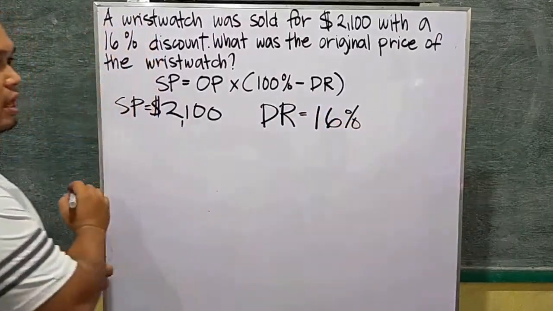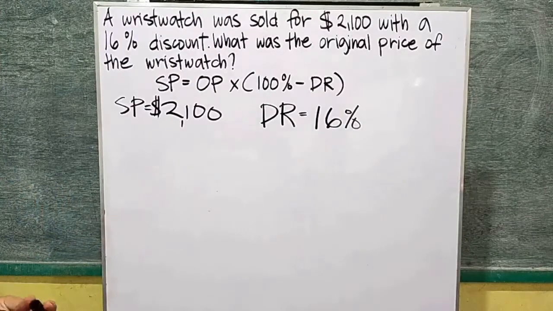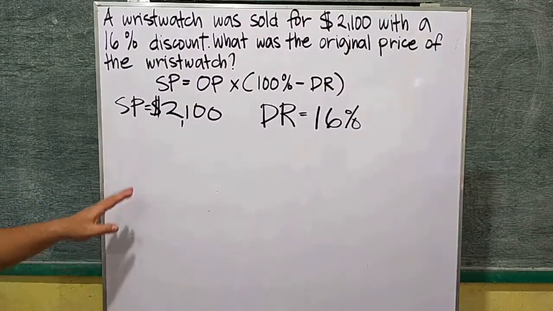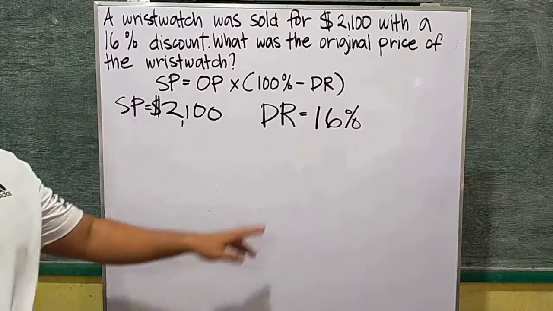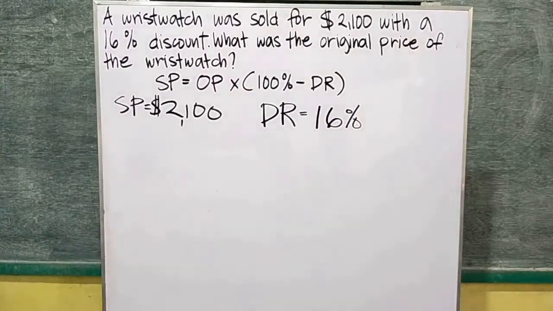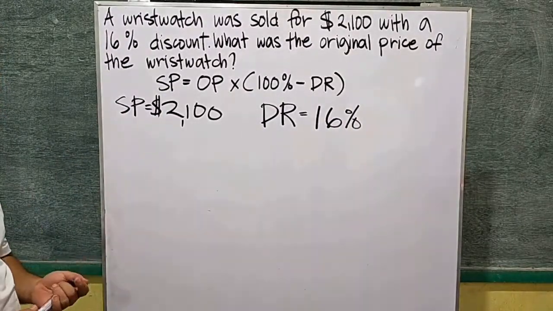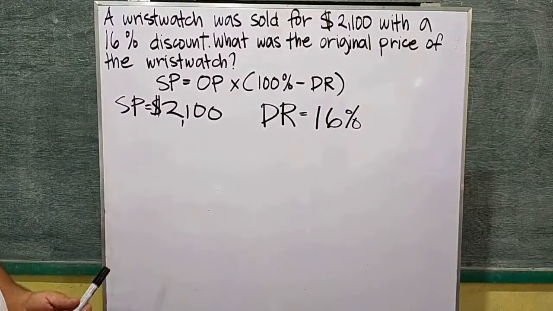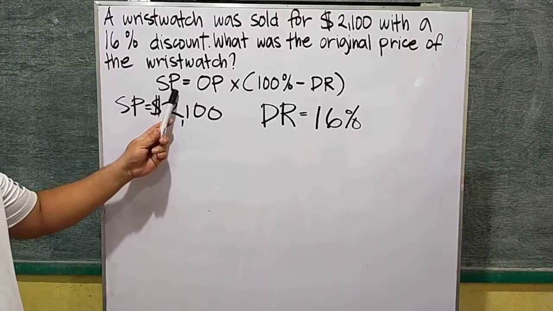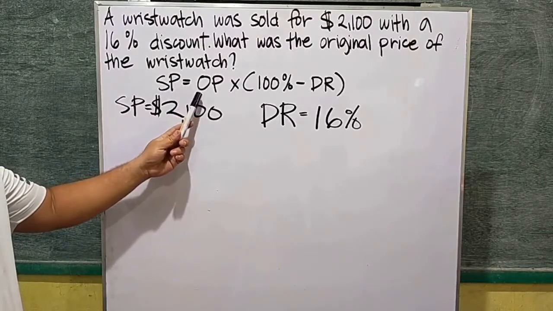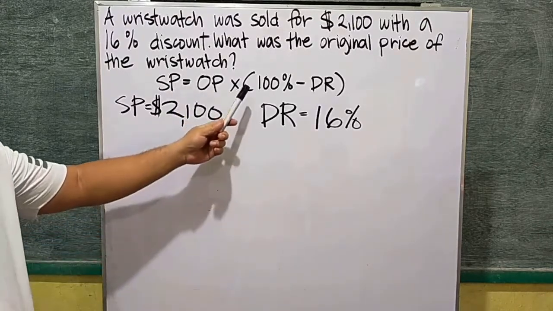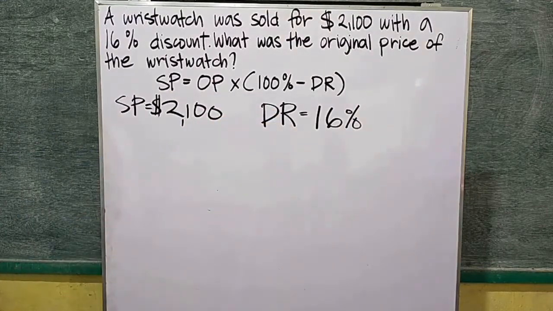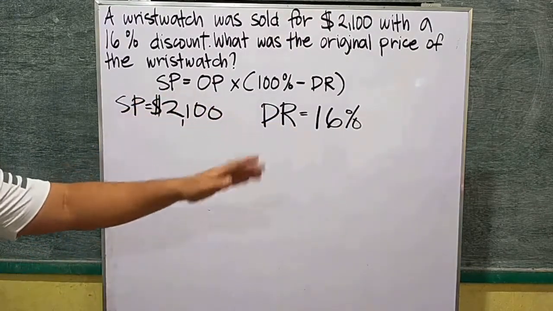And we are looking for the original price, because the given is the sale price and the discount rate. So we are looking for the original price, which is OP. So we need to use the formula SP is equals to OP times 100% minus DR. Why should we use this formula?